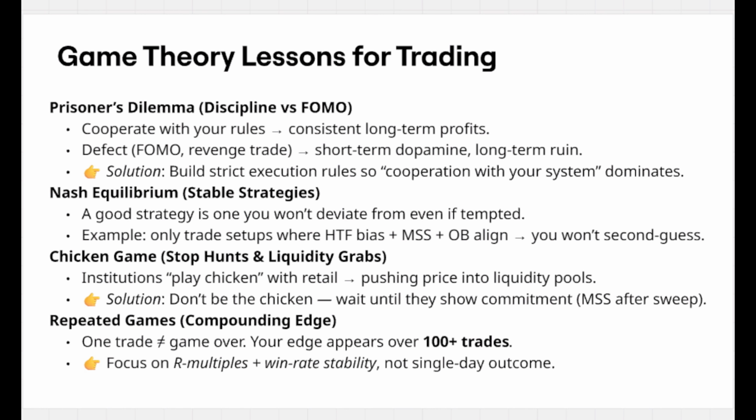Right off the bat, if you're a beginner trader, a lot of the time you don't have many rules and you're still in the process of setting them up. You will see a lot of FOMO and revenge trades, and those things are only short-term dopamine. In the long term, they will ruin your account. So the solution is to build strict restriction rules that you can cooperate with, so there's not going to be one betrayal within your system.